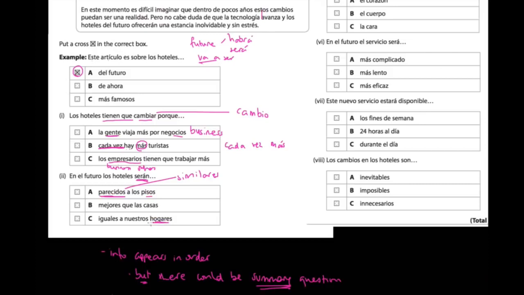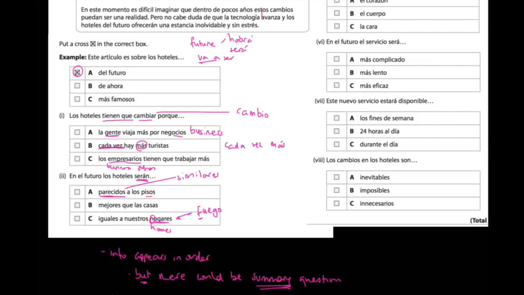Notice that the word hogar comes from the same word as fuego. Because the hogar, the home, is where the home fire was. So this F has turned into an H in hogar, but they come from the same word.